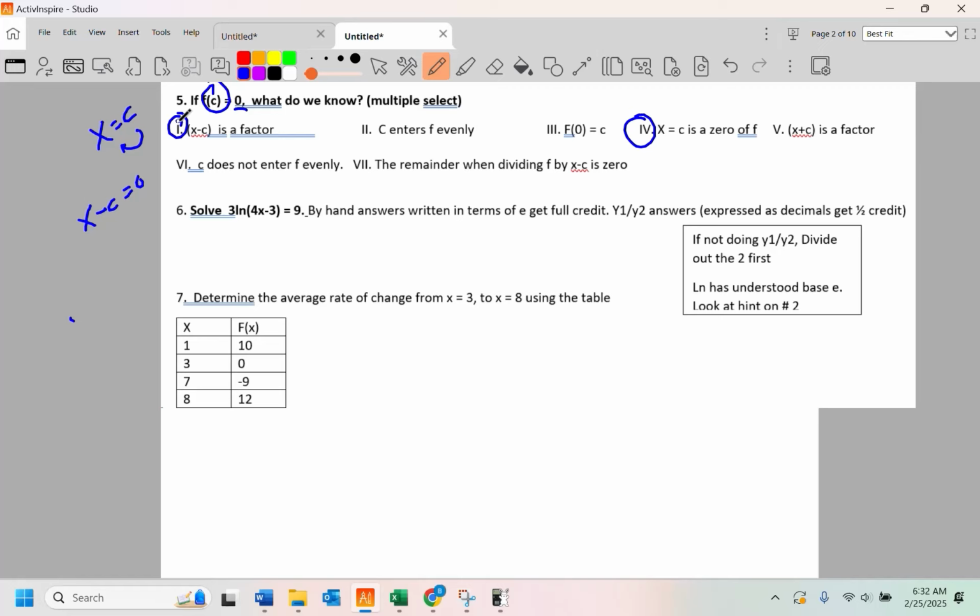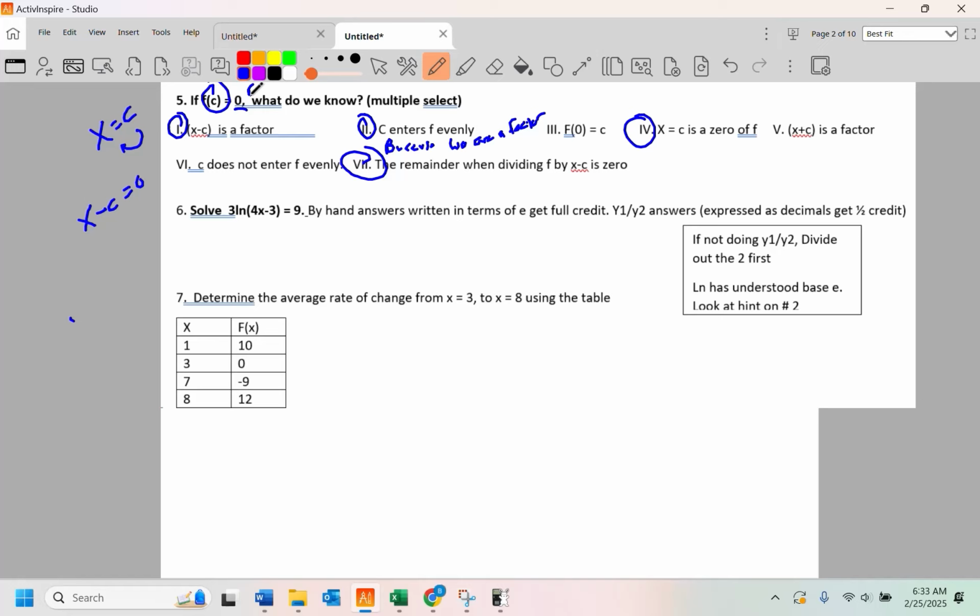I don't like the way that they word these in algebra classes, but we enter f evenly because we are a factor. I don't know why they say evenly. That implies like 2, 4, 6, 8. But whatever. And the last one would be the remainder. When dividing by x minus c, the remainder would be a 0 because remainders match up with that. In addition to being a 0, that happens to be the remainder as well.